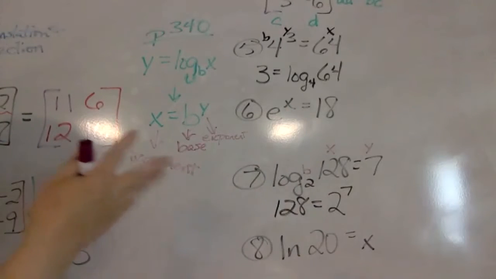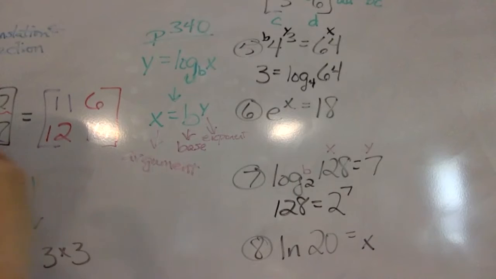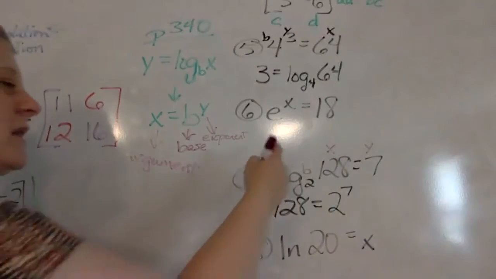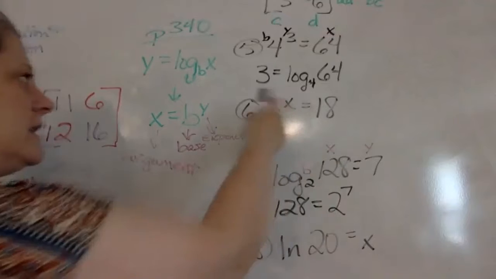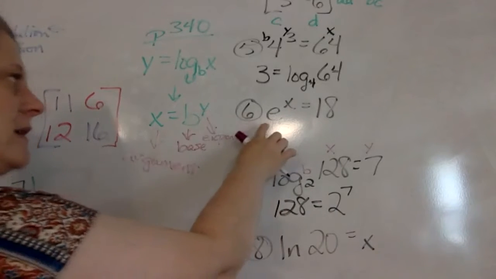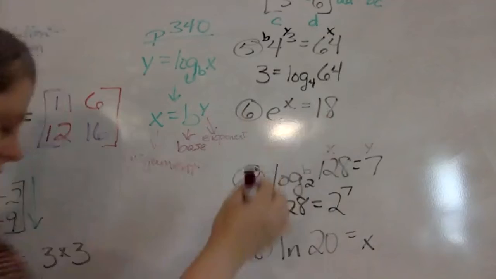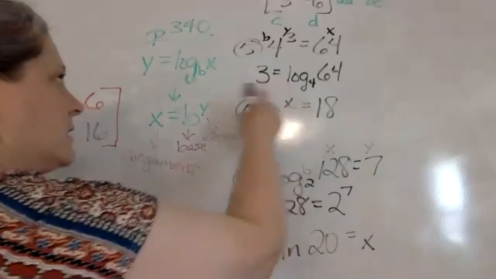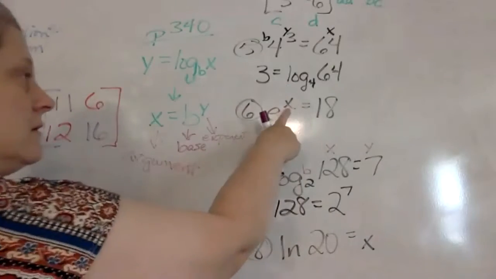Your Euler's number is like your base, and then this is your argument. So even though this is an x, this is your exponent. So it's kind of similar. This is your base. This is your argument. But it's a natural log, so we'll have our exponent like we did here. The exponent.